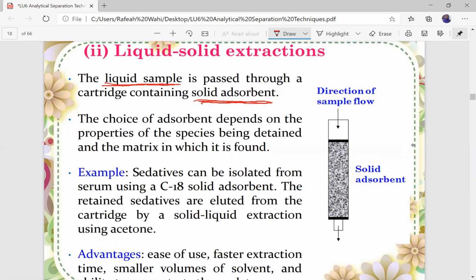In the example just now, we have sedatives, which can be isolated from the serum using C18 solid adsorbent.